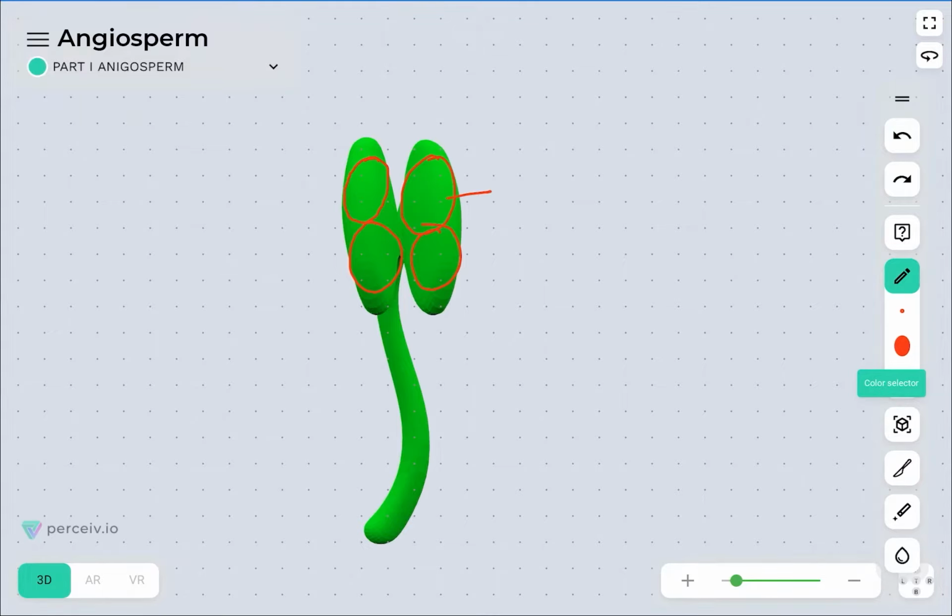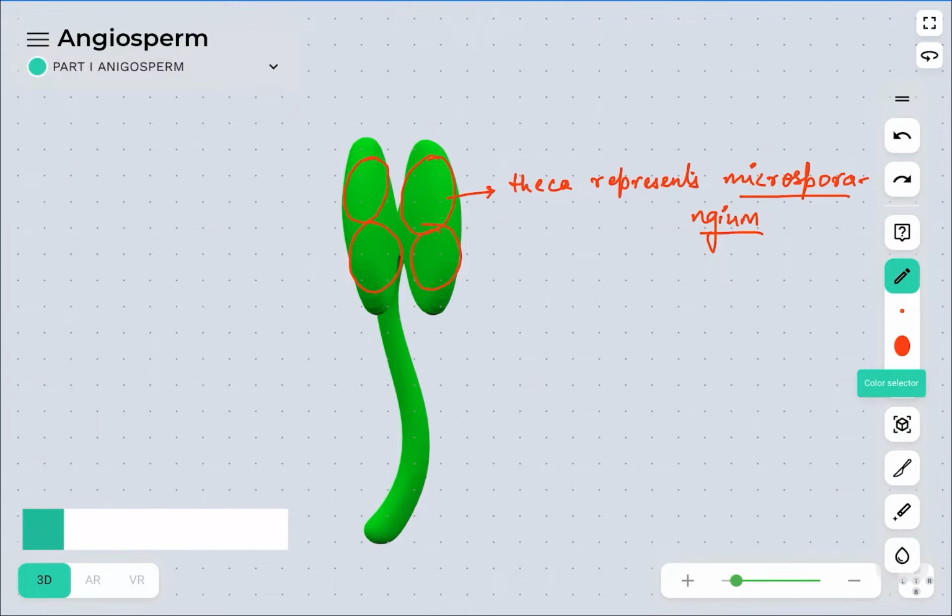So this is the theca that I was talking about. Now, this theca actually represents a unique structure which is called microsporangium, which are the main internal structures of a stamen that produce the pollen grains. So this theca represents the microsporangium.